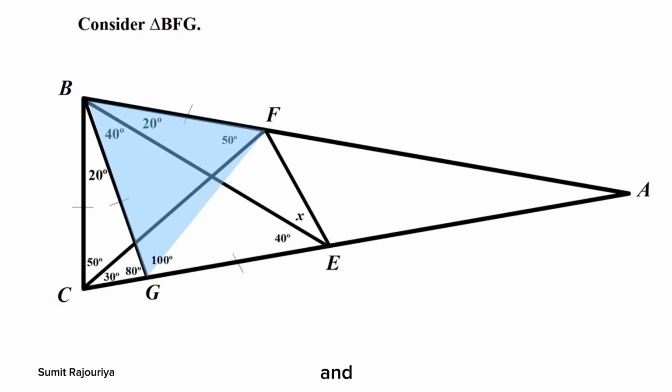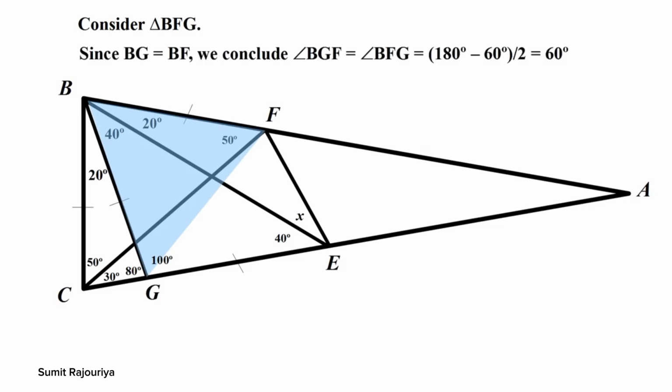equal to each other, and they're the remainder of 180 minus 60. So since BG is equal to BF, we know the opposite angles of those must be equal to each other, and they must be 1/2 of what's remaining from 180 minus 60. So we can figure out that these two angles must be equal to 60 degrees. So what does that mean? We have an equilateral triangle because all three angles are equal to 60 degrees, and that means all of its sides must be equal to each other.